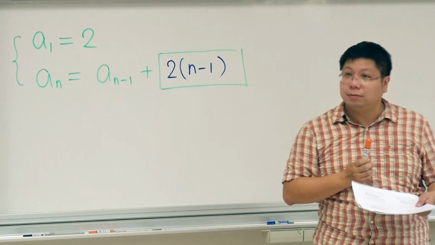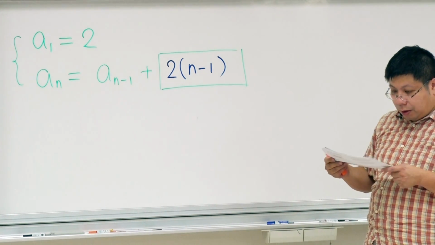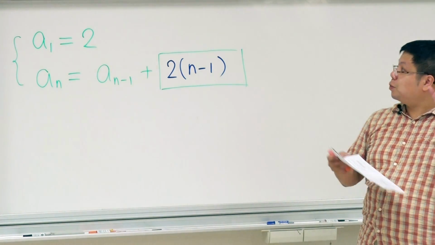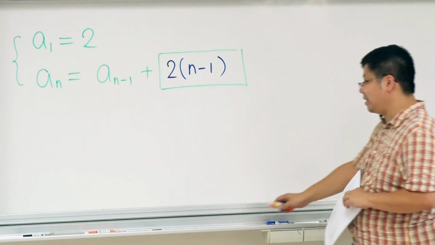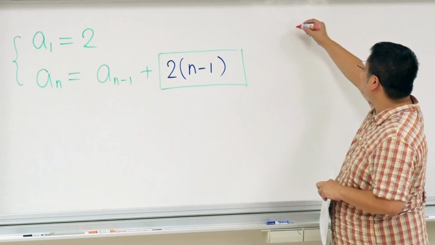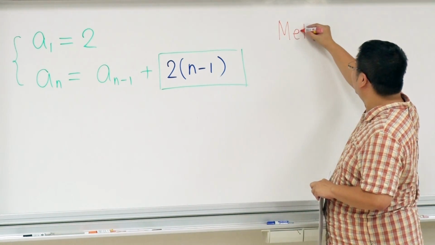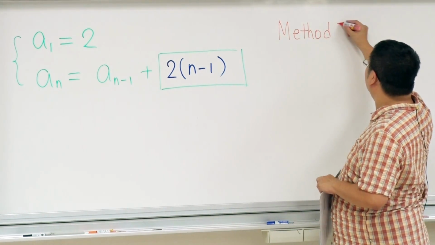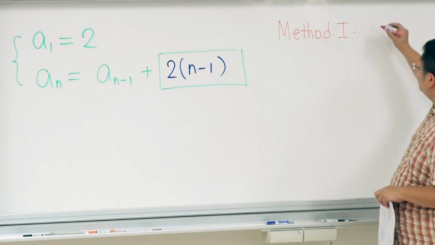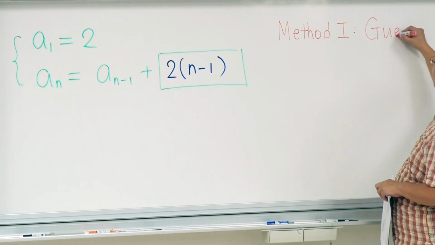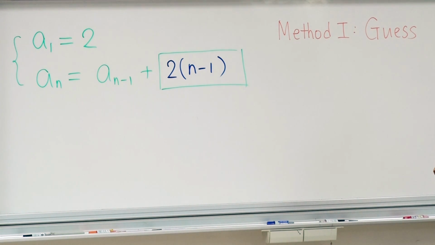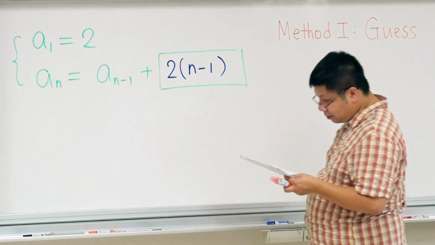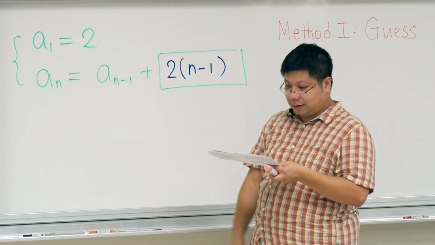Is that okay? Okay. So the first way to solve a linear recurrence is by guessing. This is called method 1. We do this by guessing. So how do we guess?